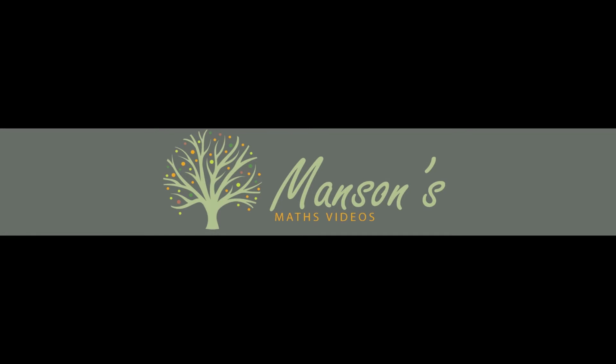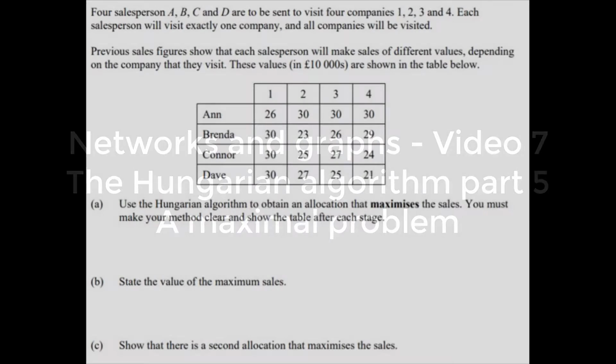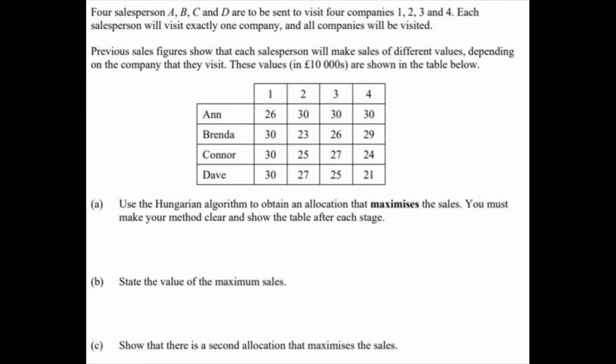Hi, welcome to Unit 4 Topic 3 Video 7 and the final video on the Hungarian algorithm to do with maximal problems. This question is about solving for a maximum, because we've been doing minimums so far. That's not a big step. So let's have a look.